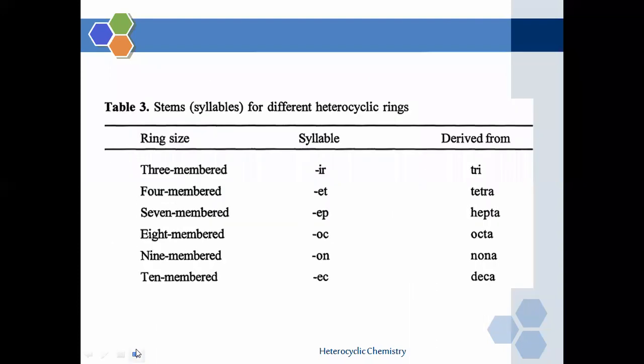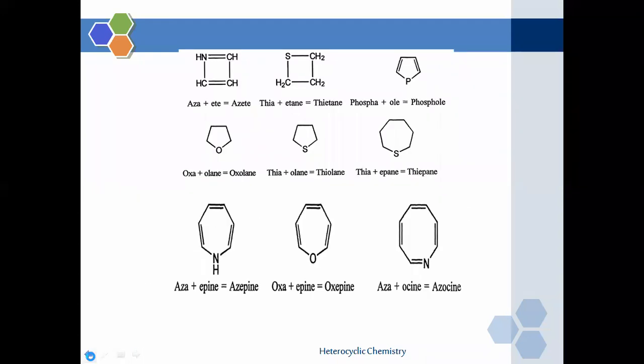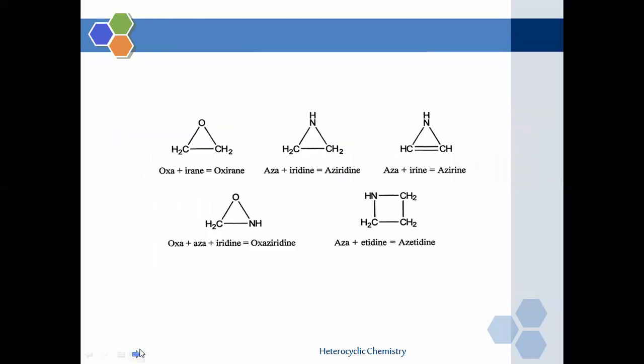So we'll discuss the examples directly. See here, these are the examples. This is a three-membered ring containing only one heteroatom. So the parent chain is 3-membered. The heteroatom is oxygen. So what is the name of the compound? Oxa is the prefix, and irane is the stem. So the name is oxirane. Then the presence of nitrogen as a heteroatom.